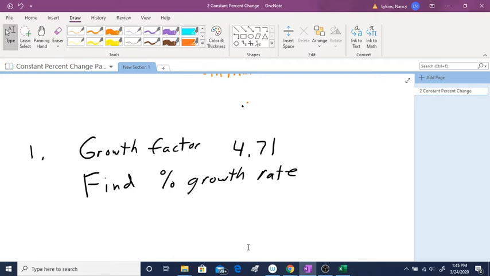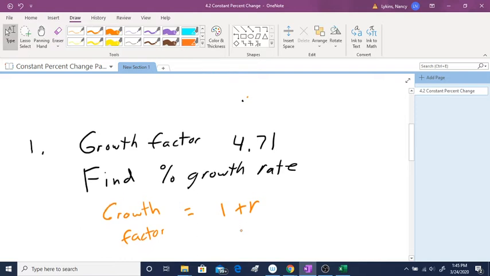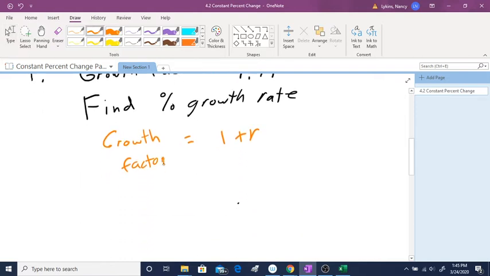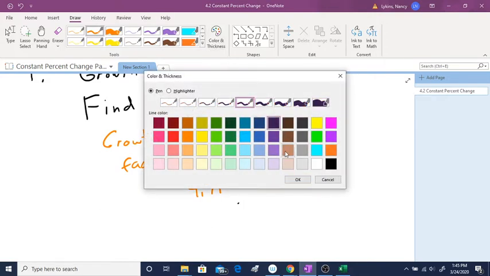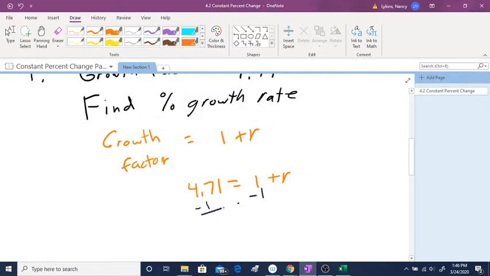So if you look up the rate in parentheses in our N of t equals C, and then in parentheses 1 plus R to the t power, the growth factor will always be that 1 plus R. Now, we already know the growth factor was 4.71, and we just set this equal to 1 plus R and solve for R. So to solve for R, all we have to do is subtract 1 on both sides. And you get 3.71 equals R.